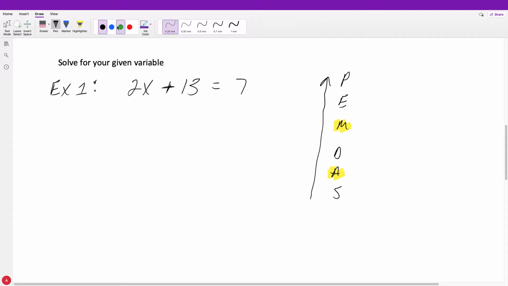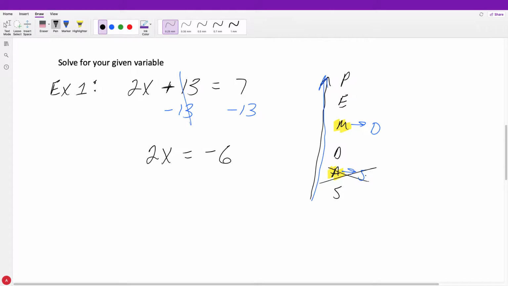Then I ask myself, what is the inverse of addition? That's subtraction. And what's the inverse of multiplying? That's division. Now I'm going to start from the bottom and work my way up. I need to get rid of addition first. Since it's plus 13, I'm going to subtract 13 from both sides, because 13 minus 13 is 0, and they undo each other. Now I'm left with 2x. Well, 7 minus 13 is negative 6. So 2x is equal to negative 6.